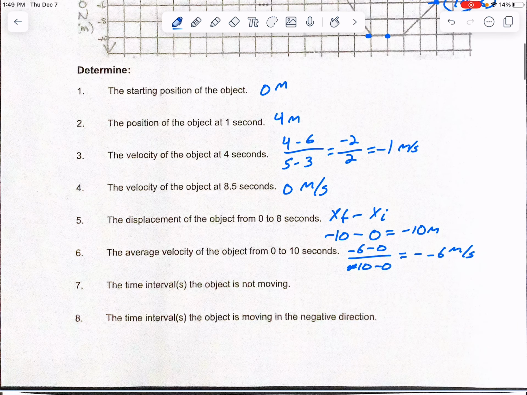The time interval the object is moving in the negative direction. Anytime you're going up on a graph, like here and here, that means you're going in a positive direction. Anytime you're going down on the graph, so basically from 3 all the way to 8 seconds, that is when you're going in the negative direction. So that's all you've got to do for the position versus time graph there.